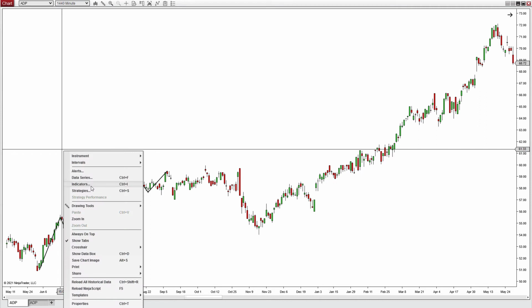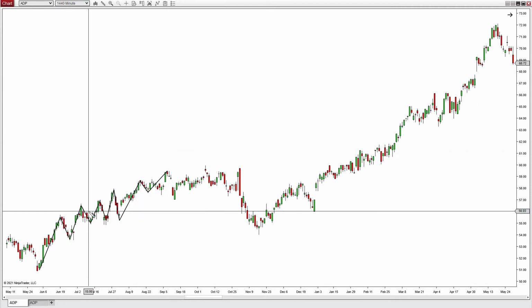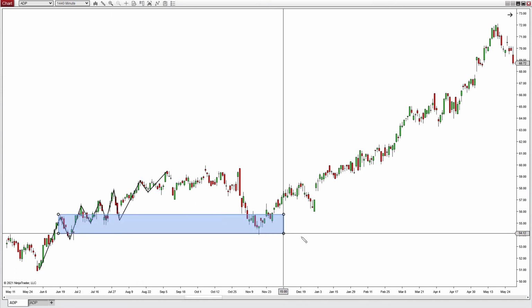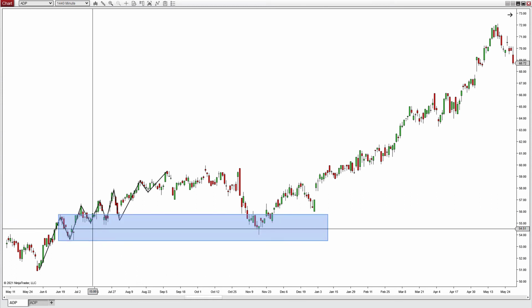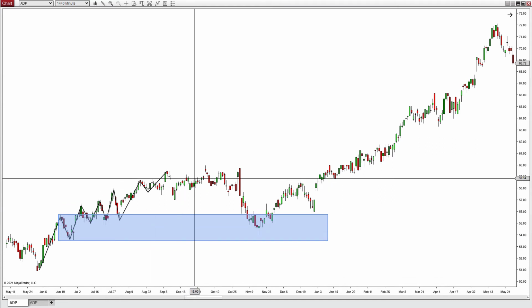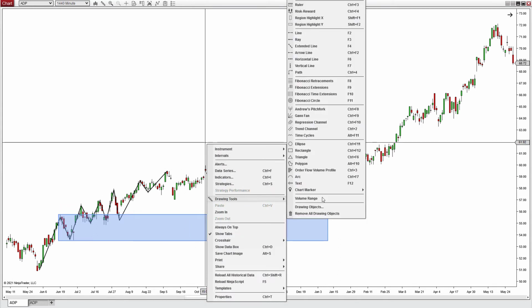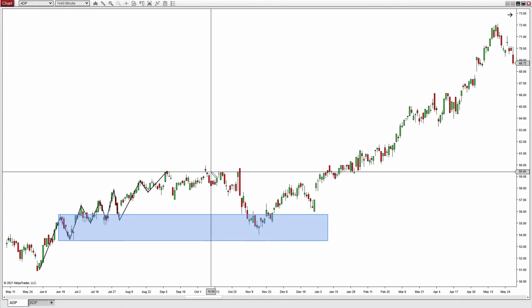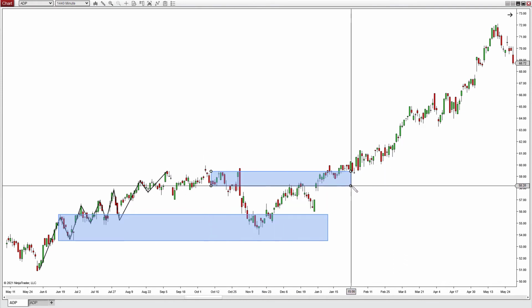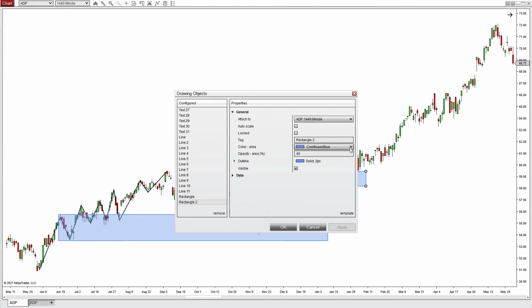So let's go ahead and just take a rectangle. I'm going to box that in. Okay? I'm just going to leave it blue. Blue will be our buy zone. And we can put some red in here if we want to. So we'll go ahead and add in, we got a sell zone actually right here, and we'll get to it later. For now, let's just stick with the buy zone. Come in here, let's change this to red.